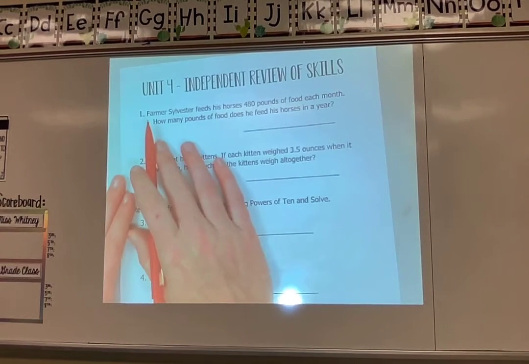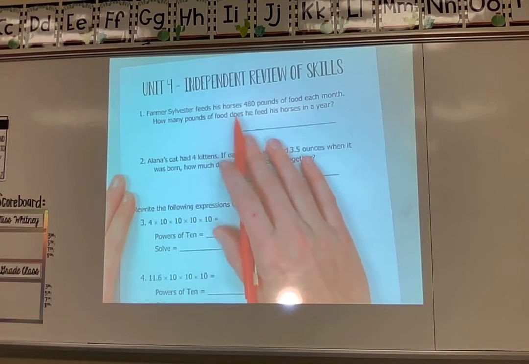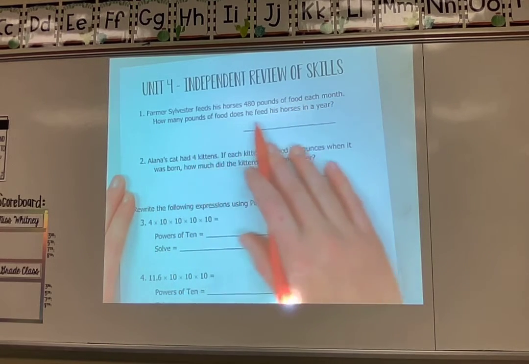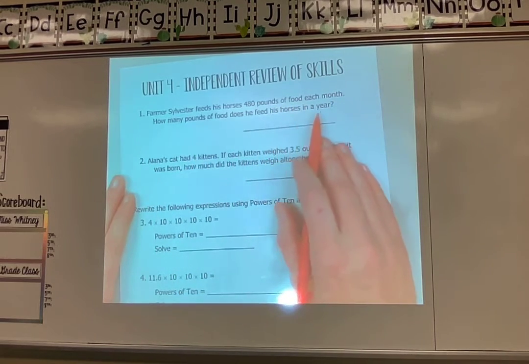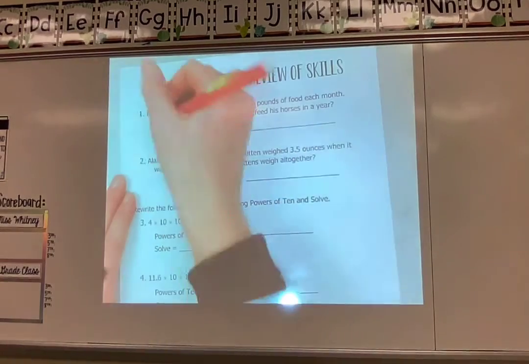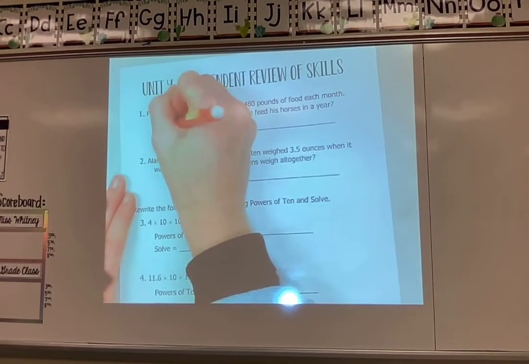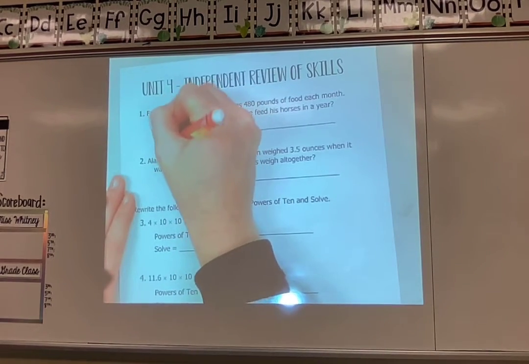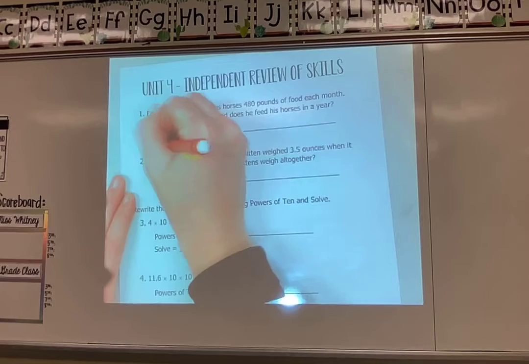Number one, Farmer Sylvester feeds his horses 480 pounds of food each month. How many pounds of food does he feed his horses in a year? Okay, so he feeds 480 pounds each month, and they want to know in a year. Well, I have to know how many months are in a year? 12. So I'm going to multiply 480 times 12.